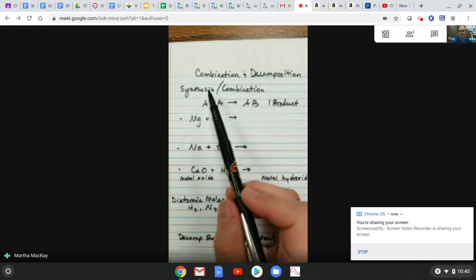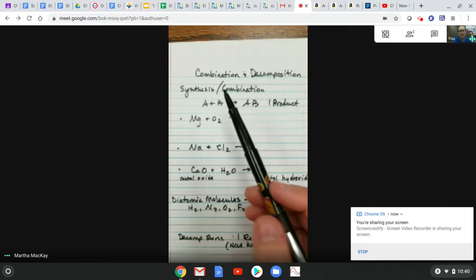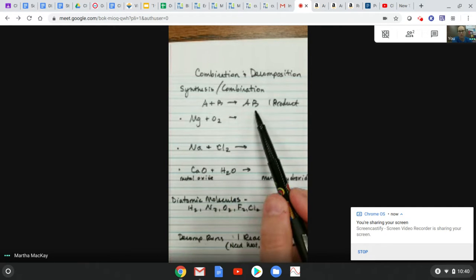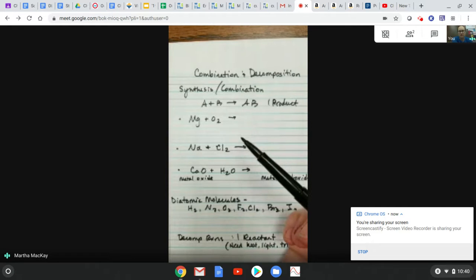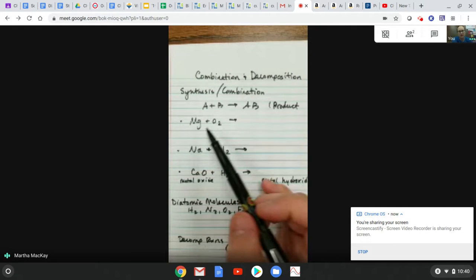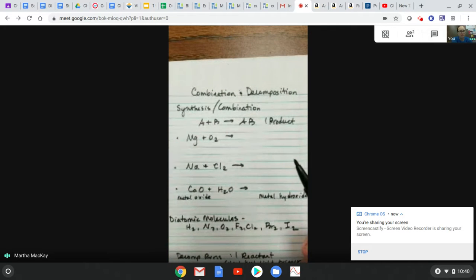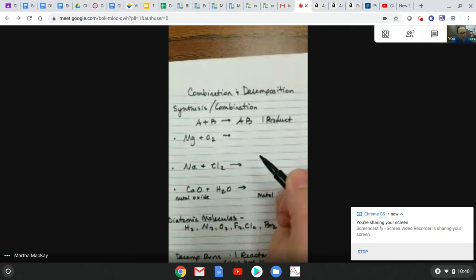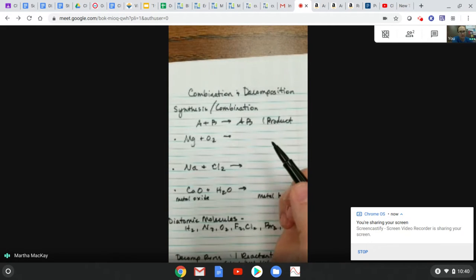So combination reactions are also called synthesis reactions because we're going to make something. We're taking two reactants and making one product out of them. So here are some very basic ones to go through. If I have magnesium and I combine it with oxygen, so if I burn magnesium using oxygen gas, I'm going to put these two things together and make MgO.